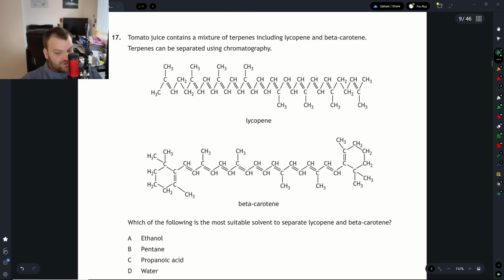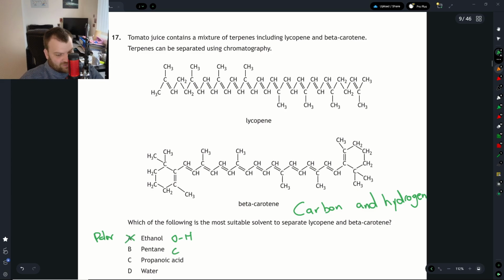Number 17, we're asked to try and separate out these chemicals called terpenes, and we're looking for the most suitable solvent. If you cast your eye across both chemicals, they are made up of just carbon and hydrogen. This will mean this is likely to be a non-polar compound. That would mean we would want a similar chemical in order to dissolve these and separate them from the rest of the tomato juice. Ethanol is an alcohol, which means it has an OH group. This would make this a polar solvent, which would mean it's not one that we'd want to use.